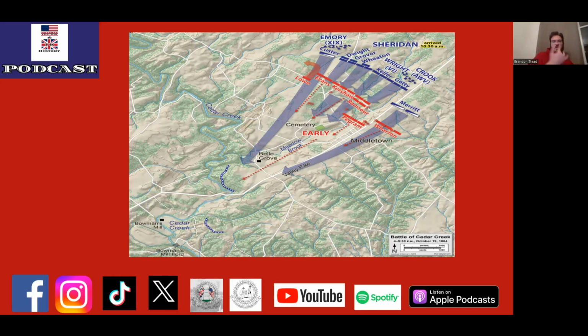Early believes that he has a victory. They can rest and celebrate the victory for themselves. And this is where Sheridan decided to counterattack. So around 3:30, Sheridan received intelligence.